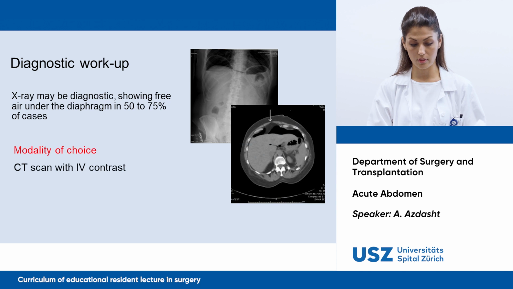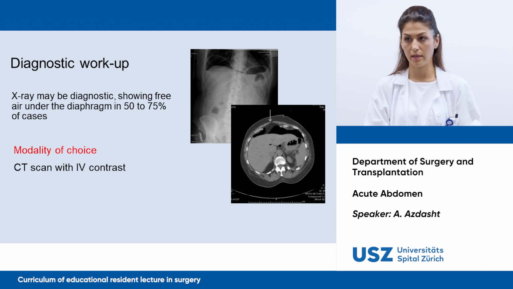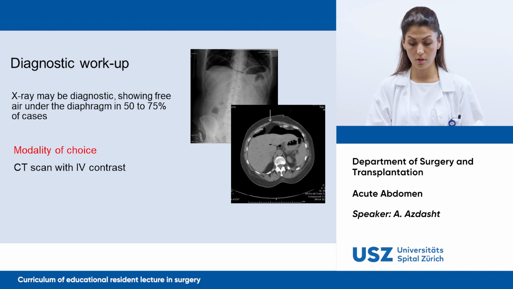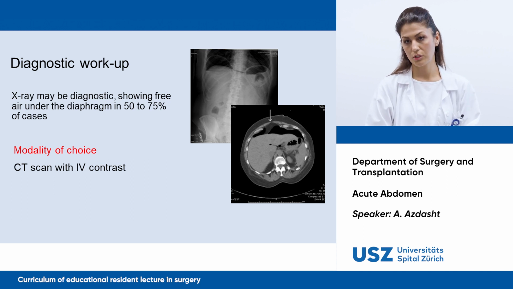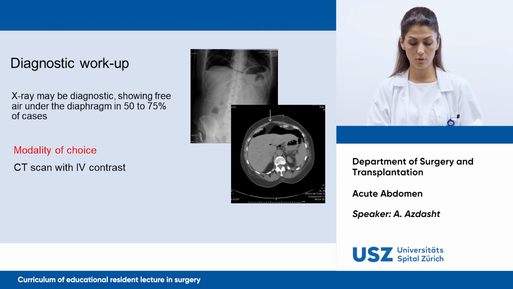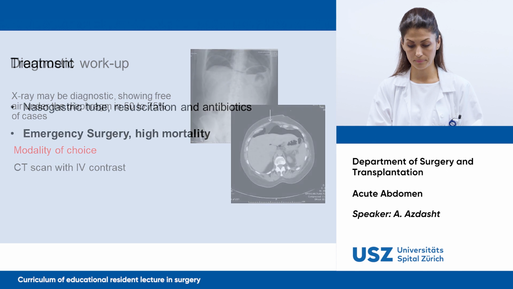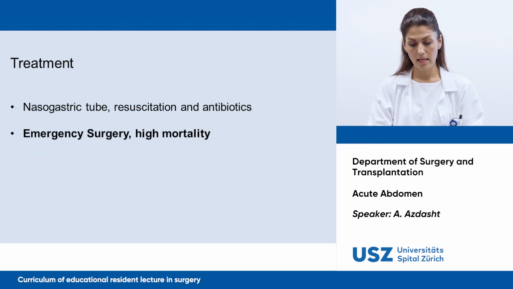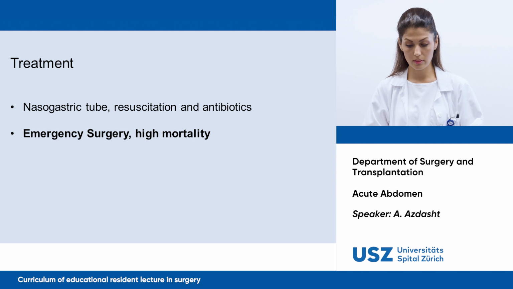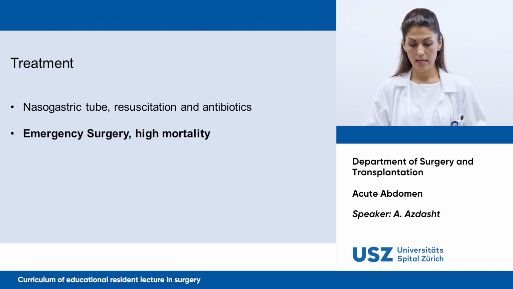So again, we go for the CT scan, if possible with IV contrast, to make it less difficult for the radiologists, but it's actually also possible to see free air pre-contrast or with no contrast. And if the site of the perforation can be detected by the radiologist, of course, it's easier for the surgeon to proceed with the surgery. An immediate insertion of a nasogastric tube is also indicated here, along with resuscitation and antibiotics because of the perforation. And bringing the patient to emergency surgery is necessary due to the high mortality rate.